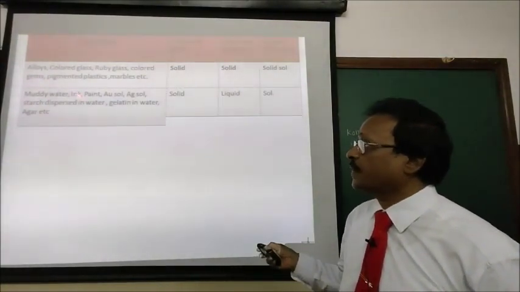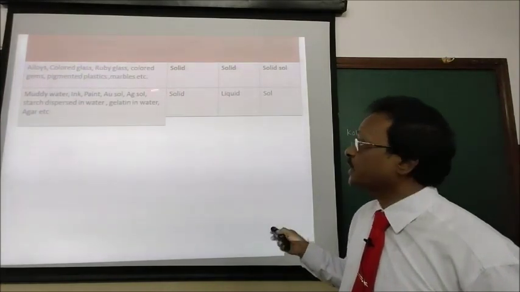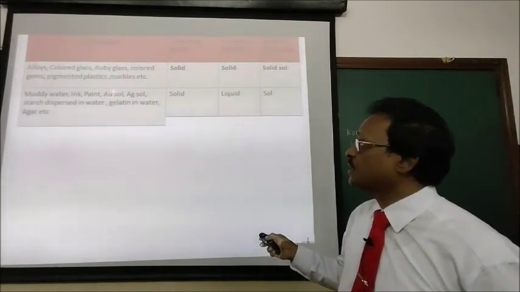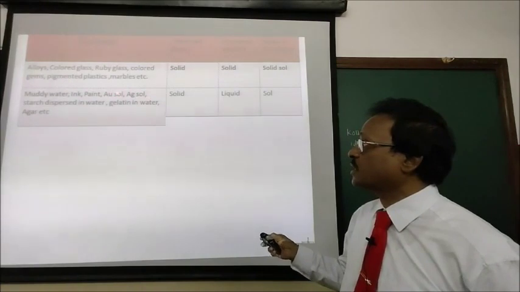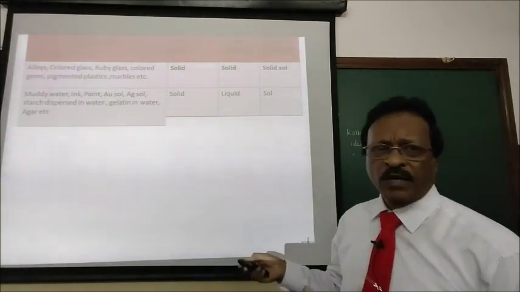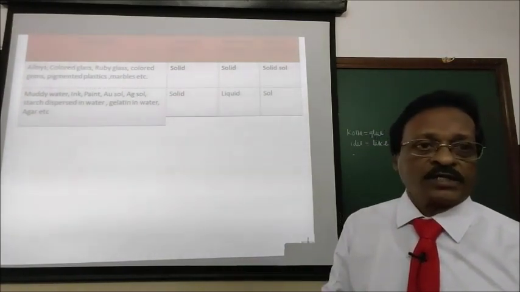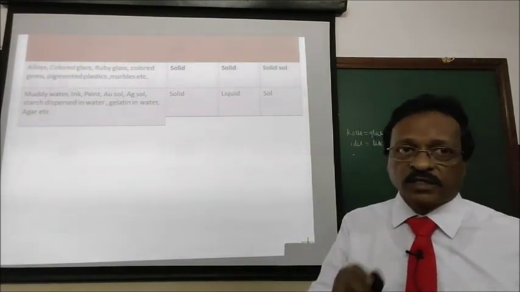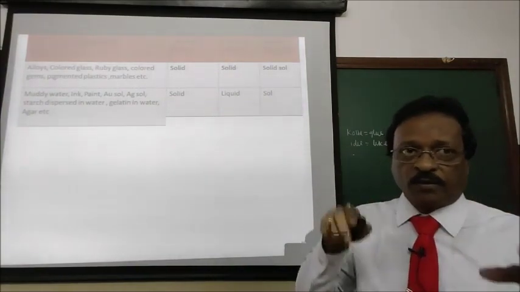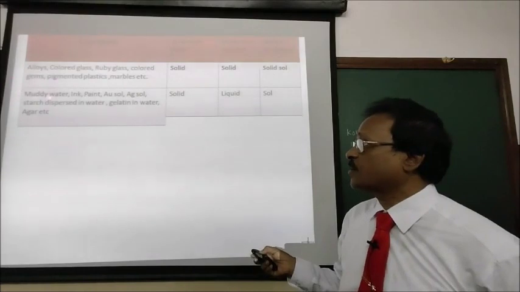Or you take ink. Ink consists of solid carbon particles dispersed in liquid. Like this, metals such as gold dispersed in water, silver dispersed in water, are solid dispersed in liquid, a sol. This very simple example will appear even in your board examination and also the entrance examination. When an example has been given to you, you have to apply your mind. Tell me what is the dispersed phase and what is the dispersion medium.